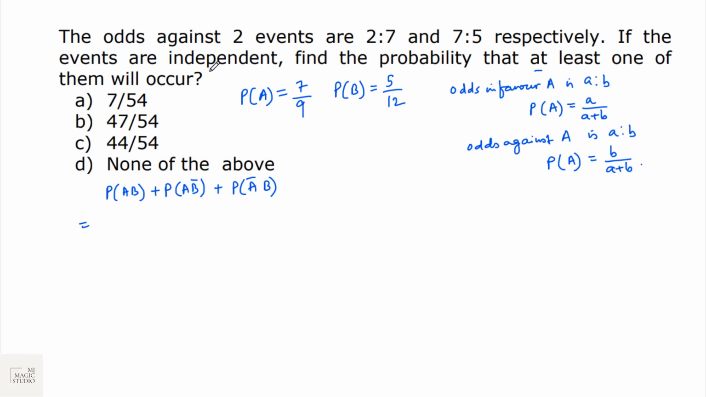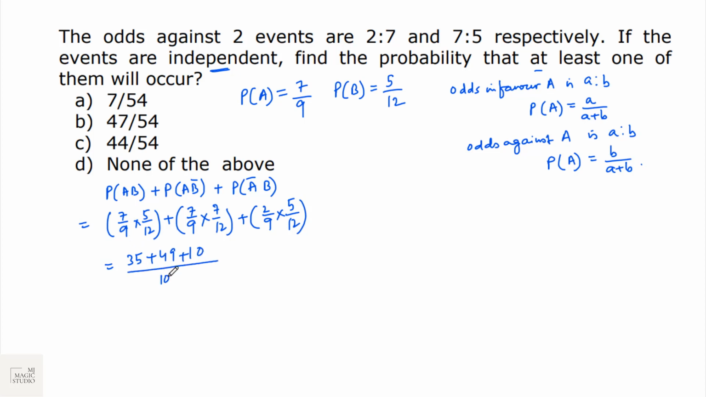P(A∩B) is P(A) into P(B) since both are independent. So this is 7 by 9 into 5 by 12 plus P(A) 7 by 9 into P(B complement). P(B complement) is 7 by 12. Or P(A complement) is 2 by 9 and occurrence of B is given by 5 by 12. So this is 35 plus 49 plus 10 divided by 9 into 12, which is 108. So 94 by 108, that should be 47 by 54, that is in option B.